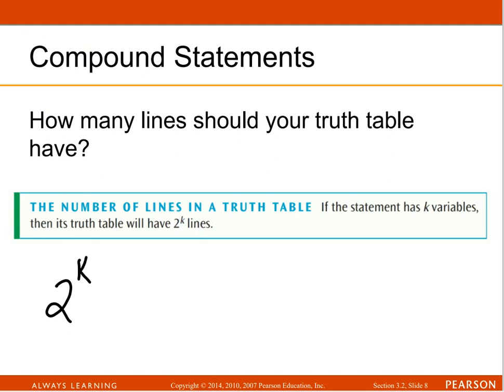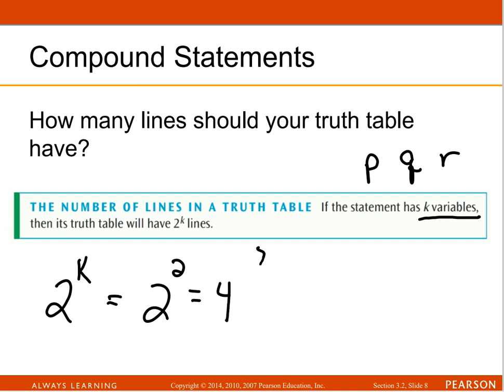Now in chapter 2, k was the number of elements in your set. Well, in this section, k is the number of variables. And like I said, we're only going to be using at most p, q, and r. So if you just had p and q, that would be 2 to the second, which is 4. And if we have p, q, and r, that'll be 2 to the third, which is 8.